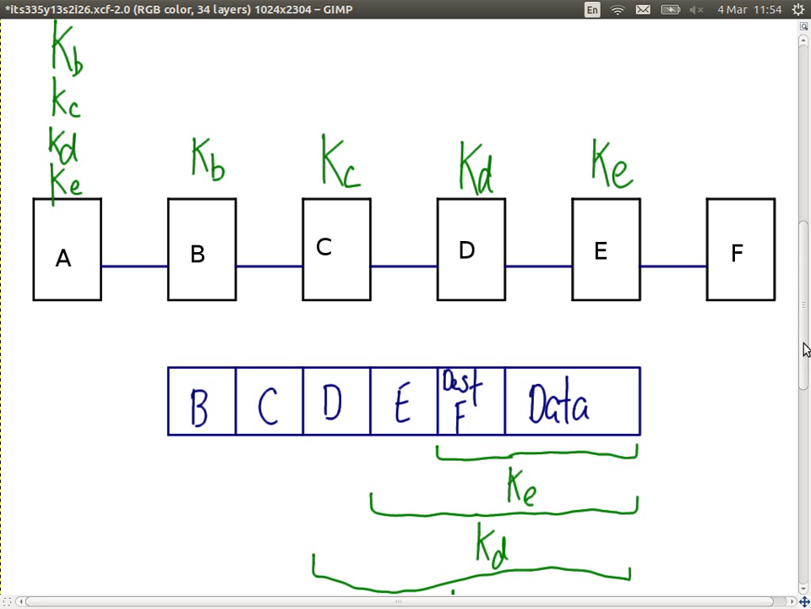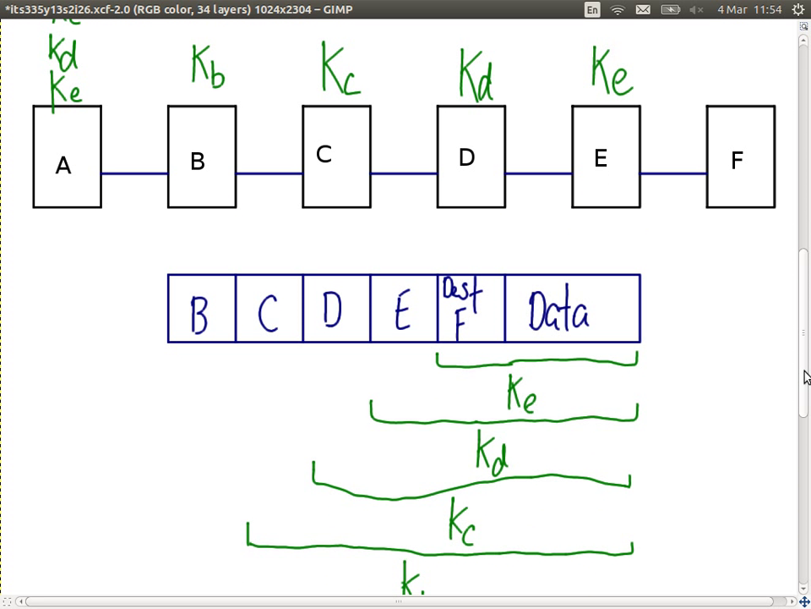So, the packet is created. This packet is created at a source. It has multiple layers. What's it called, the packet? Any names? What has multiple layers?